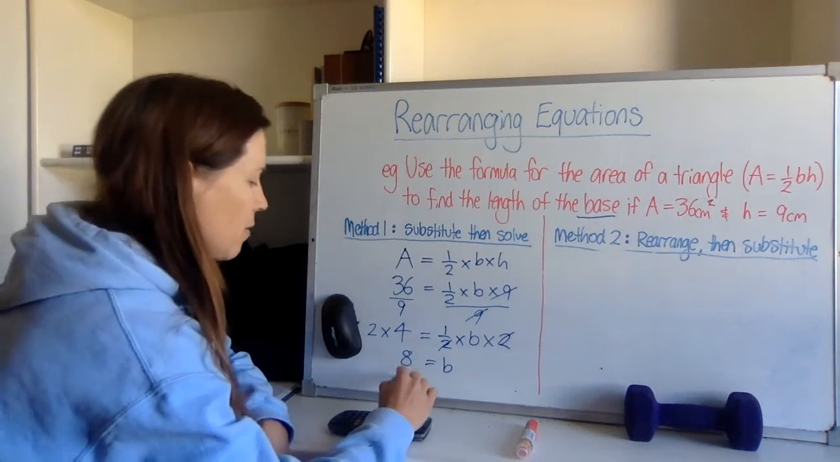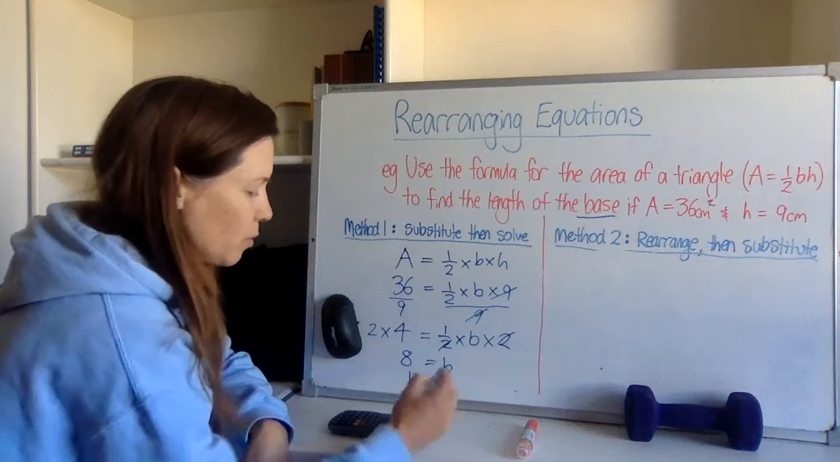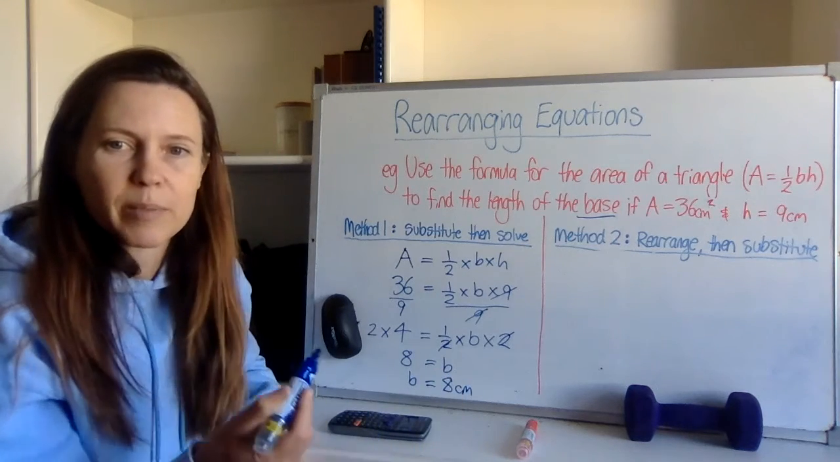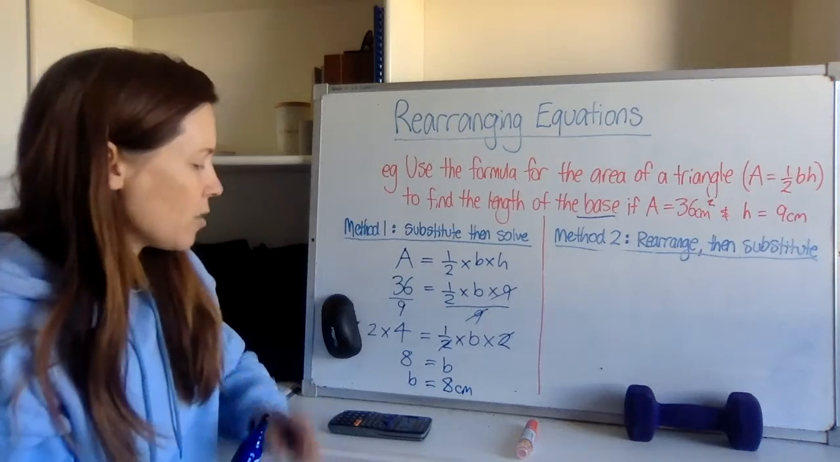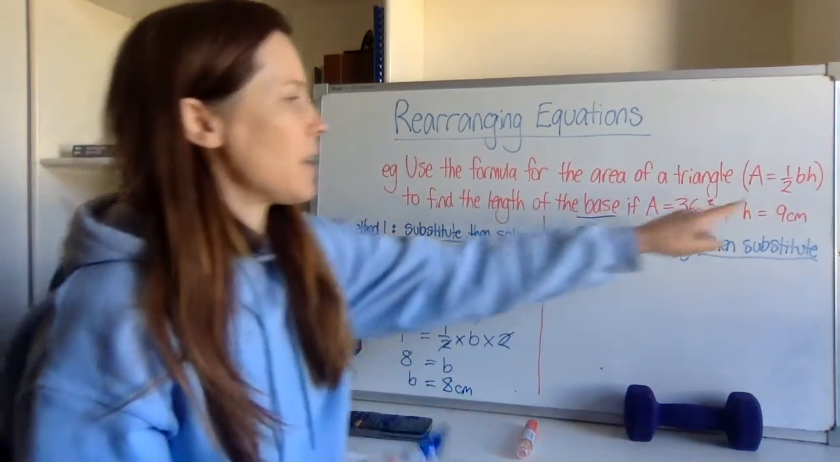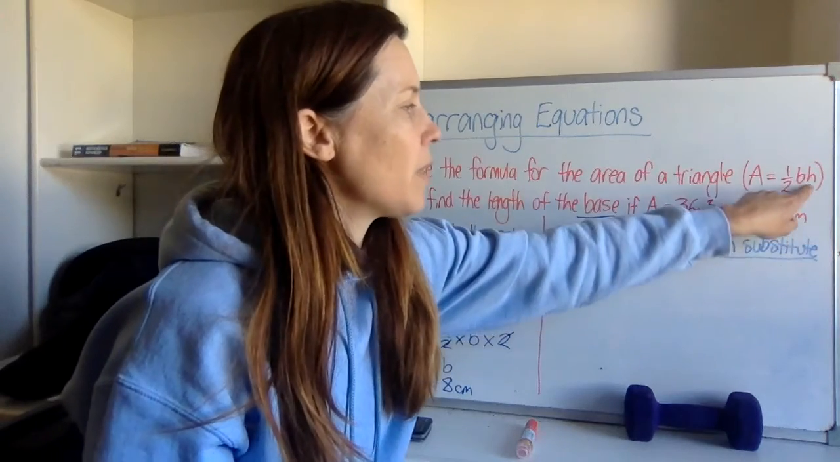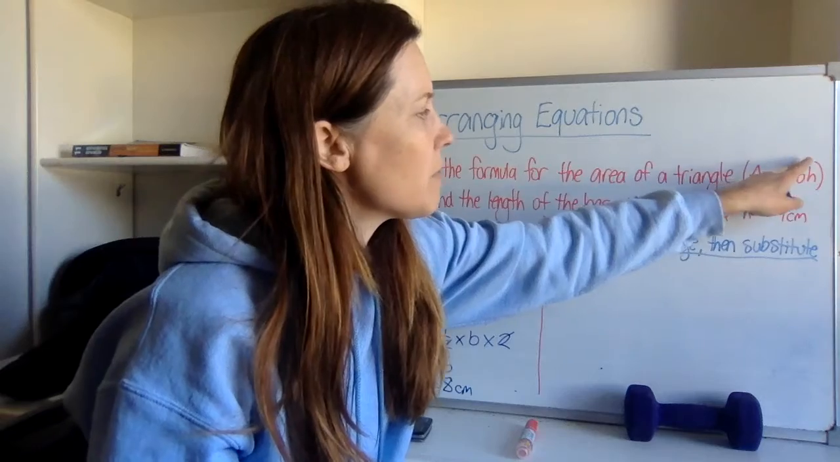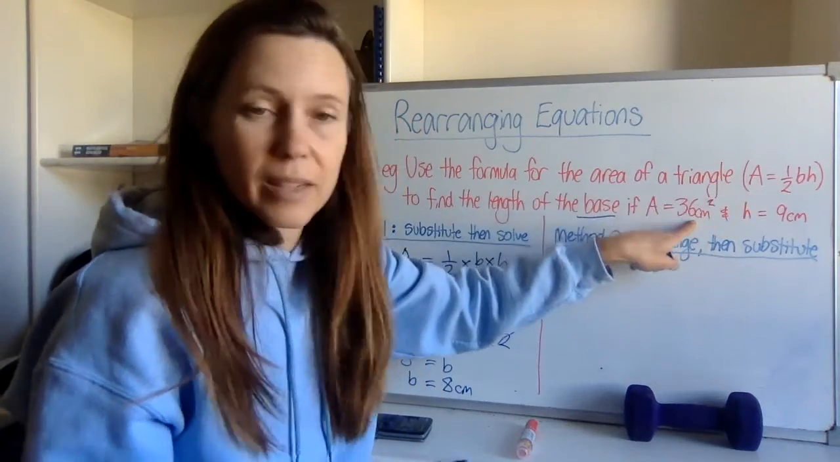And I can write it around the other way if I like. 8 equals B is the same as B equals 8. And I can put my units in. The base must be 8 centimetres. I can also check that my answer seems right. If I plug in 8 here for the base and 9 for the height, 8 9s are 72. And half of 72 is 36. And that's the number that they gave us.